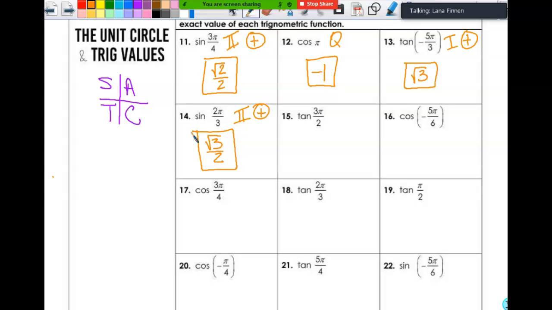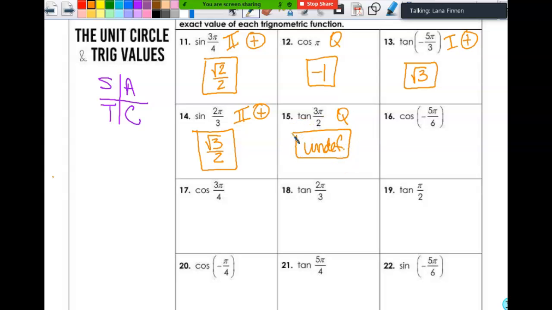Then tangent of 3 pi halves. 3 pi halves is in which quadrant? It's not. It's a quadrantal. Good. And then what is the tangent of 3 pi halves? Undefined. Very good, because it's on the y-axis there. It is undefined.